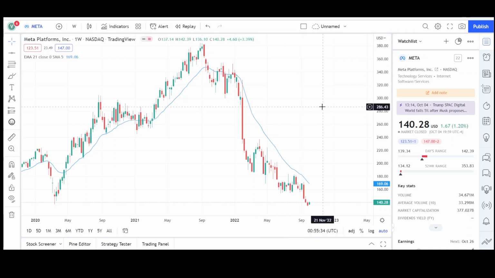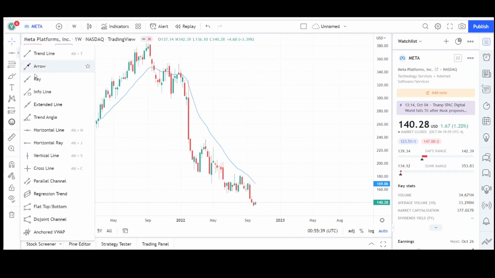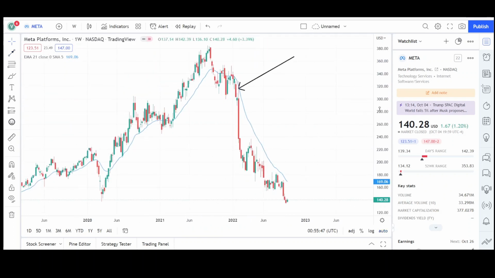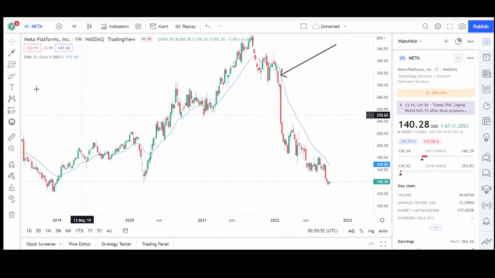And here we have the weekly chart for Meta platforms. You can see that this blue line is the EMA. We have not even touched it since pretty much late January. So this was the last time we touched it. Ever since then, we have not touched it, but we have come close. So this is definitely a very bearish move to the downside.